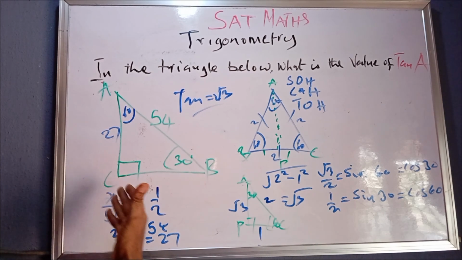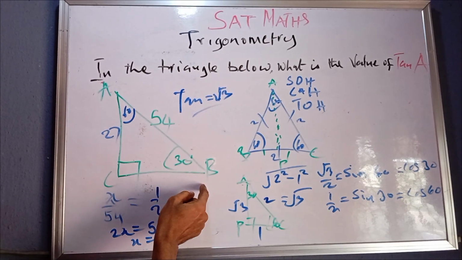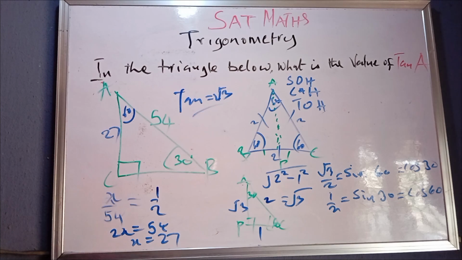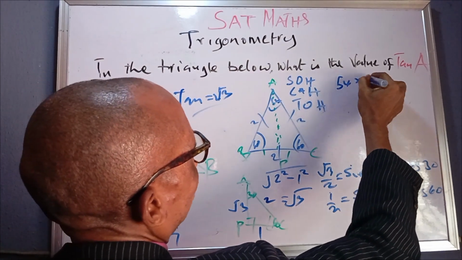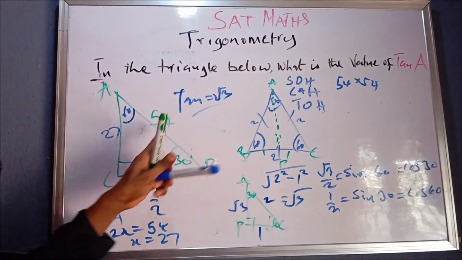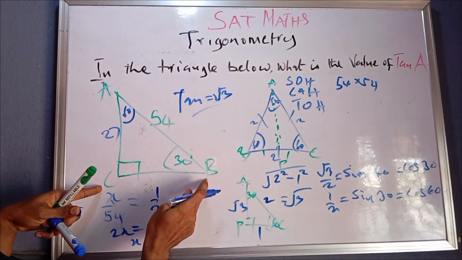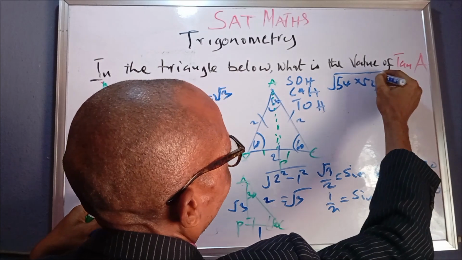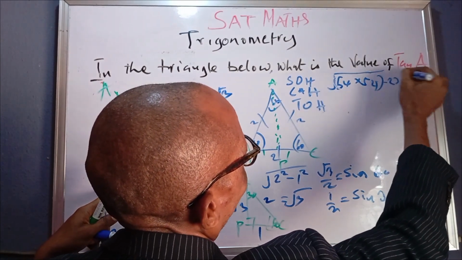So having 27 here, let us use Pythagoras to find length CB. Using Pythagoras to find length CB, let's do a small calculation. We have 54 times 54, because it is the hypotenuse, so AB square minus AC square gives us CB square. So that is the square root of 54 times 54, minus 27 times 27.